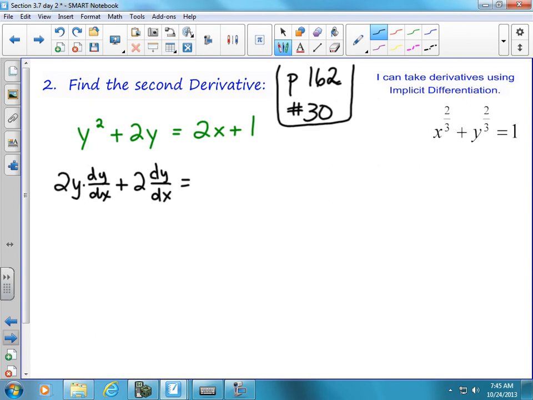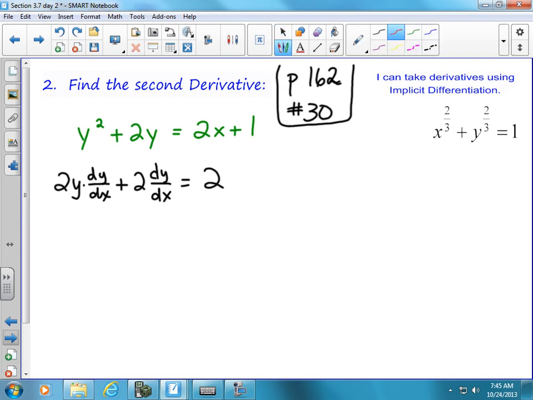Now, after a while, you can start doing these derivatives like I am. The derivative of y squared is 2y dy dx. Hopefully you're already doing them like this. The derivative of 2y is 2 times dy dx. And the derivative of 2x is 2. The derivative of 1 is 0. Big mistake is always made.